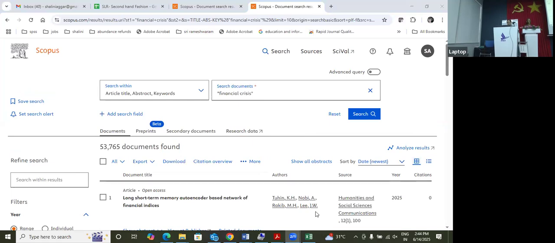Don't worry. So what we can do is, let me tell you. What I can tell you is, definitely you can get an SLR about the financial crisis. Just have a look at this. You can get this many topics. Can you see this?